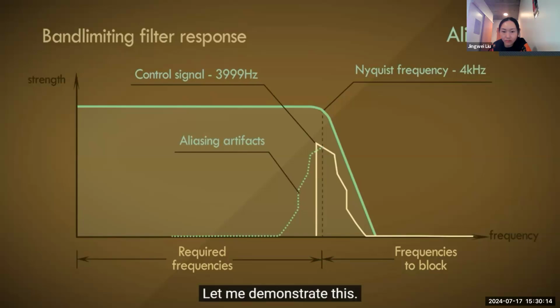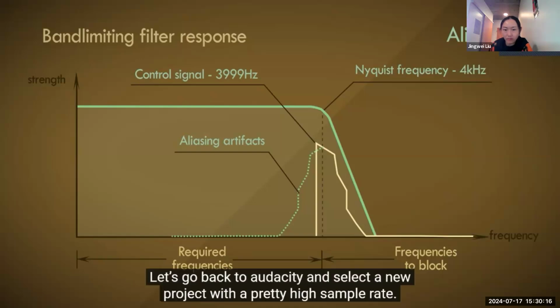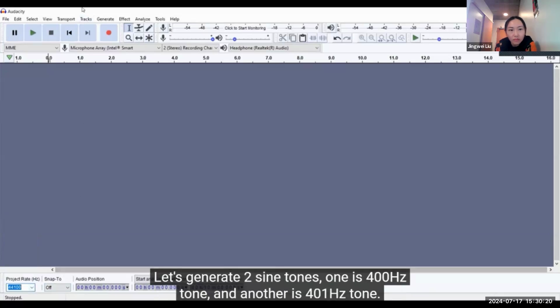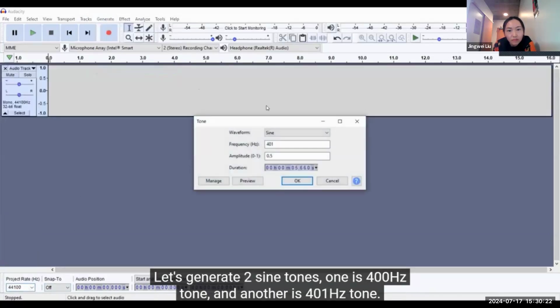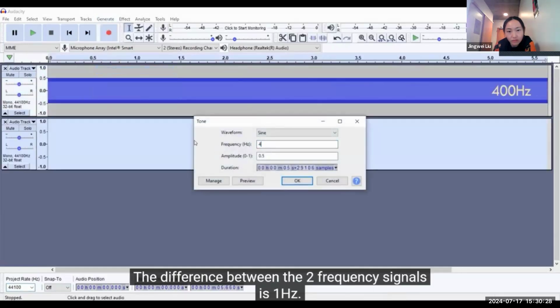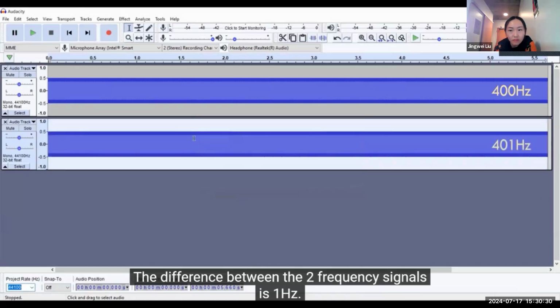Let me demonstrate this. Let's go back to Audacity and select a new project with a pretty high sampling rate. Let's generate 2 sine tones. One is 400 Hz and the other is 401 Hz. The difference between the two signals is 1 Hz.